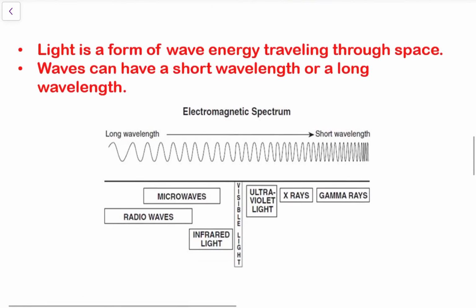We mostly care about that visible light because that's what affects our world every day. But the other types of radiation are also important to us. Light is a form of wave energy traveling through space. Waves can have a short wavelength or a long wavelength. So kind of like we just drew here, this is a different depiction of that same chart we were just looking at. But here we really see the wavelengths associated with each type of radiation.